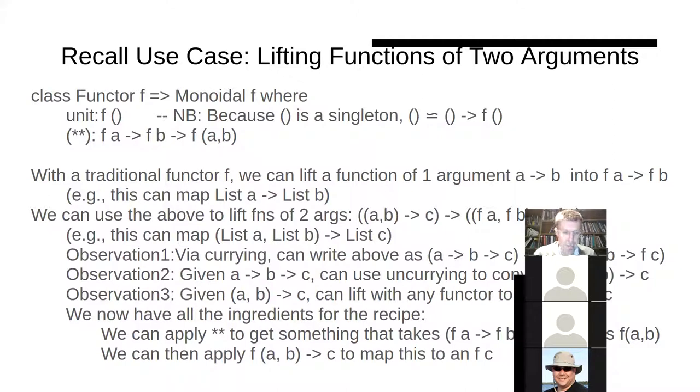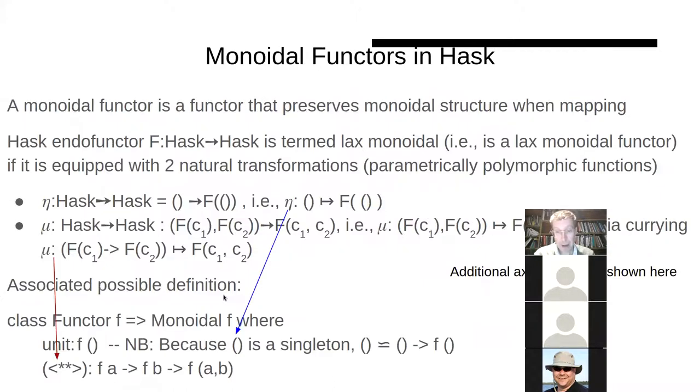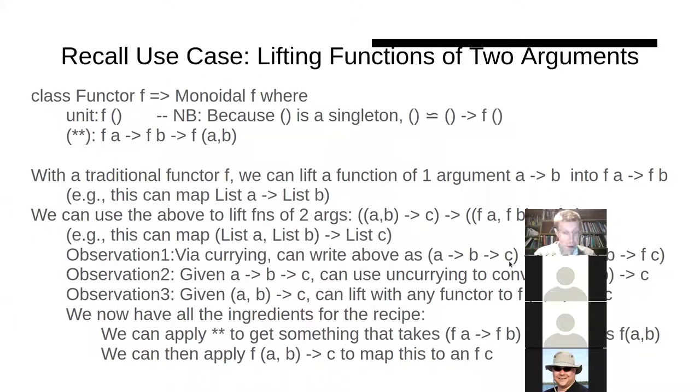And we can use this to lift functions of two arguments in the following way. Okay, so the idea is, first of all, we can write this, we saw this earlier, as this. This was just the result of currying both sides. That's what we did two or three slides ago. That was this thing. So this is what we want.